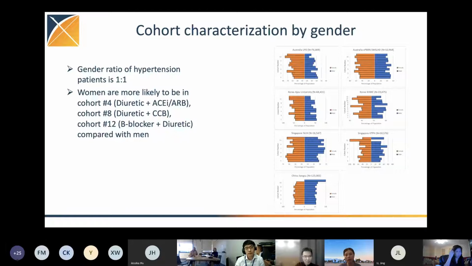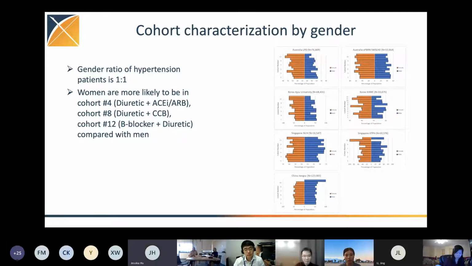And then we look at drug utilization by gender. The gender ratio of hypertension is 1:1. Interestingly, what we identified, consistently across different databases, is that women are more likely to be in cohort number 4, which is diuretic plus ACE inhibitors or ARBs, cohort number 8, diuretic plus CCB, and cohort number 12, beta blocker plus diuretics, compared with men. And this finding is consistent across all 8 databases. I think we show 7 here, but actually we have 8 databases.